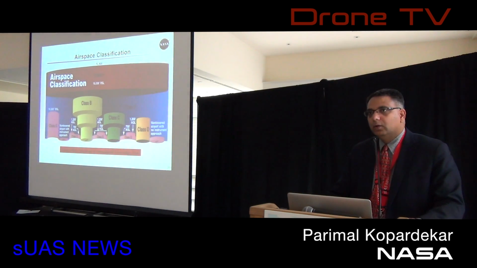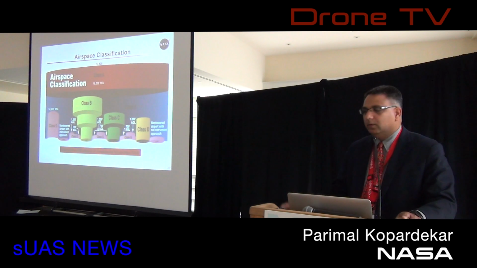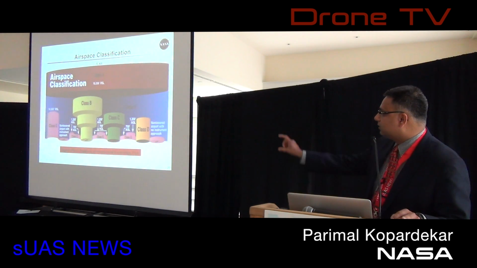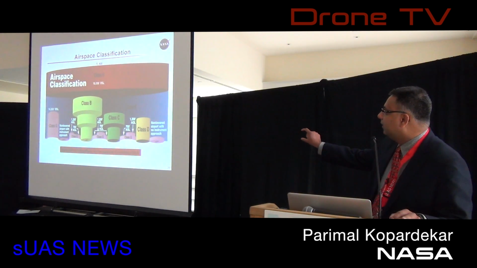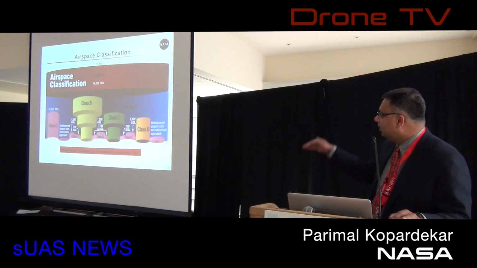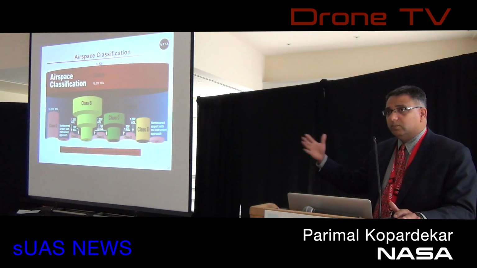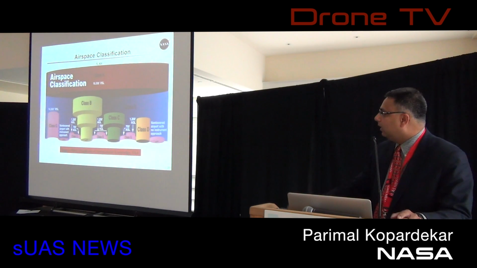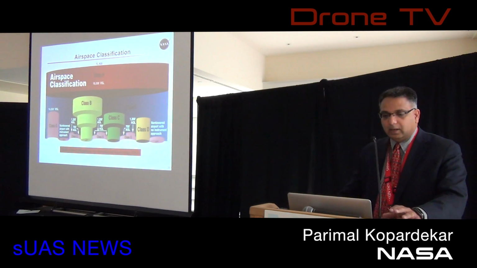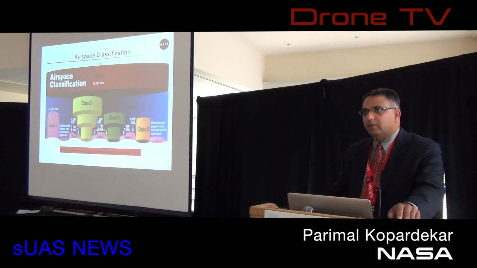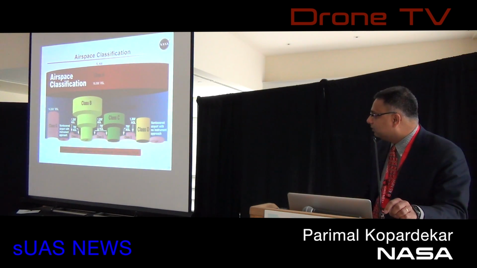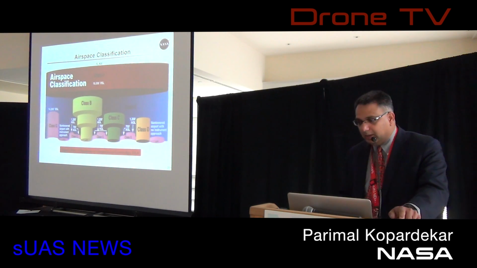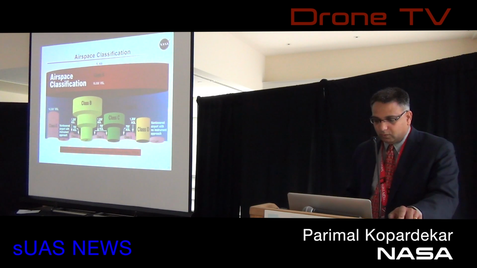Most of you know the airspace classification, but just a quick refresher. We are focused on the Class G airspace, the low altitude, 2,000 feet and below. Most of these low altitude operations are likely to occur at 400 to 500 feet, but they could go up to 2,000 feet as we know right now. They could change, but that's the focus of our work right now.